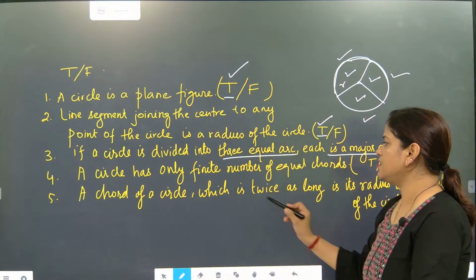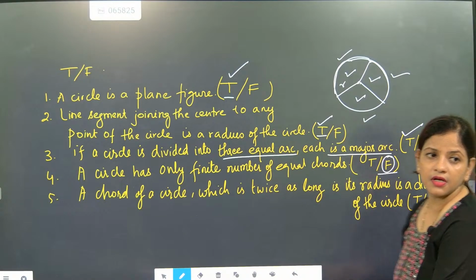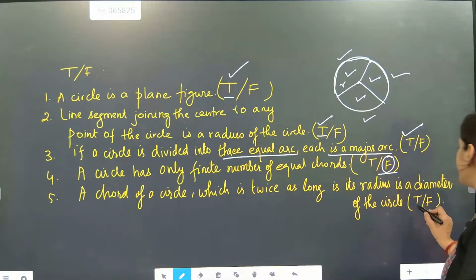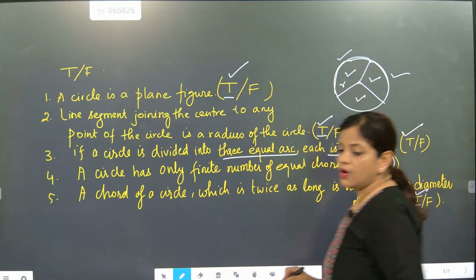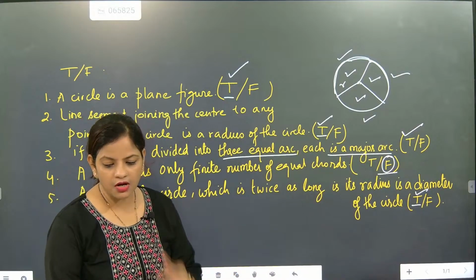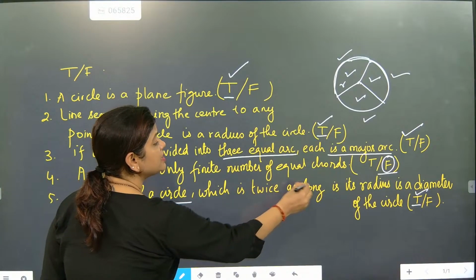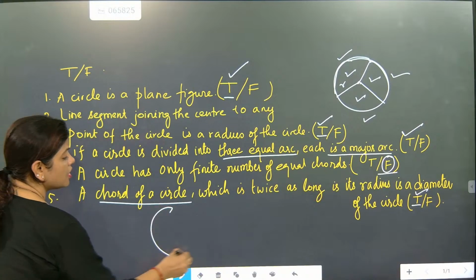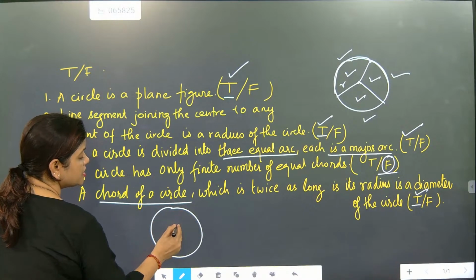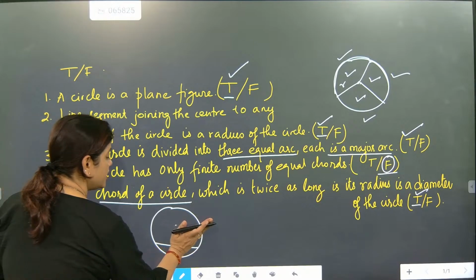A chord of a circle which is twice as long as its radius is called a diameter. Is it true? How many of you think this is exactly true? Now, a chord of a circle, they're telling us it is a chord. The line segment is a chord. They're telling one thing: a chord of a circle which is twice as long as its radius is a diameter.